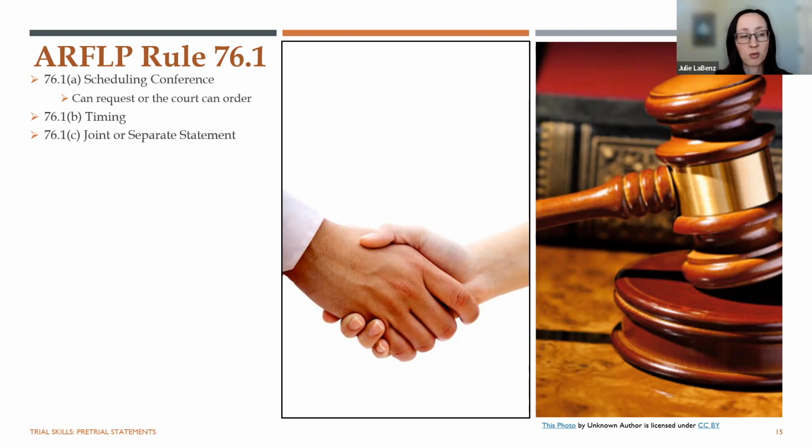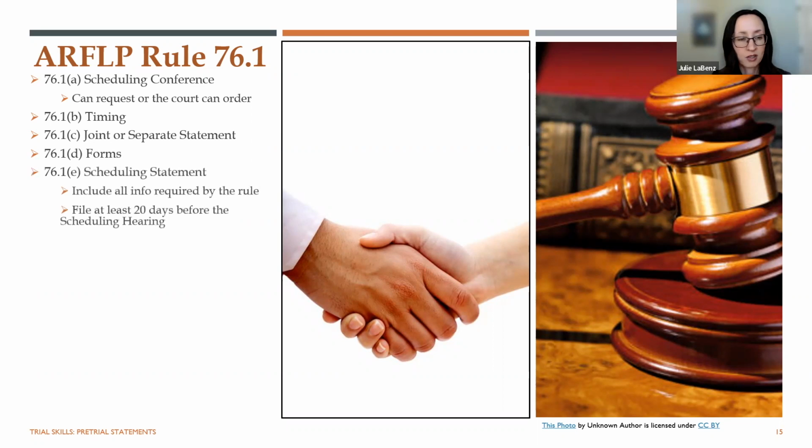76.1C talks about how your pretrial statement can be joint or separate. The starting point is that it should be joint, but if there's been domestic violence between the parties or there's a confidential address, it would be a separate statement. Each party would do their own separate statement. 76.1D explains where to find templates for these forms.